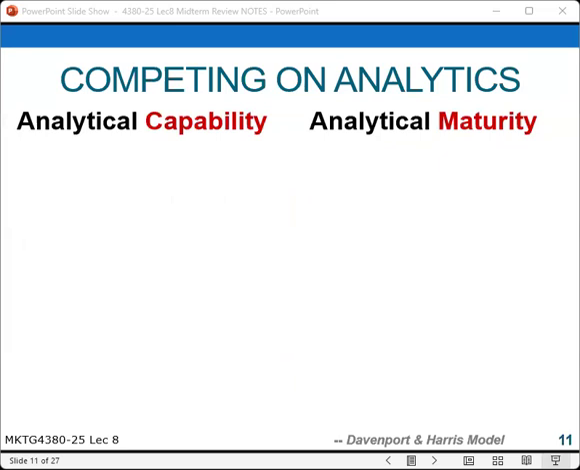So now we've moved on to competing on analytics. We now understand a bit more about what analytics is, what the types are, etc. Now we want to understand more about how we can be competitive by using analytics. So on the left, we have our analytical capability, and then on the right, our analytical maturity.